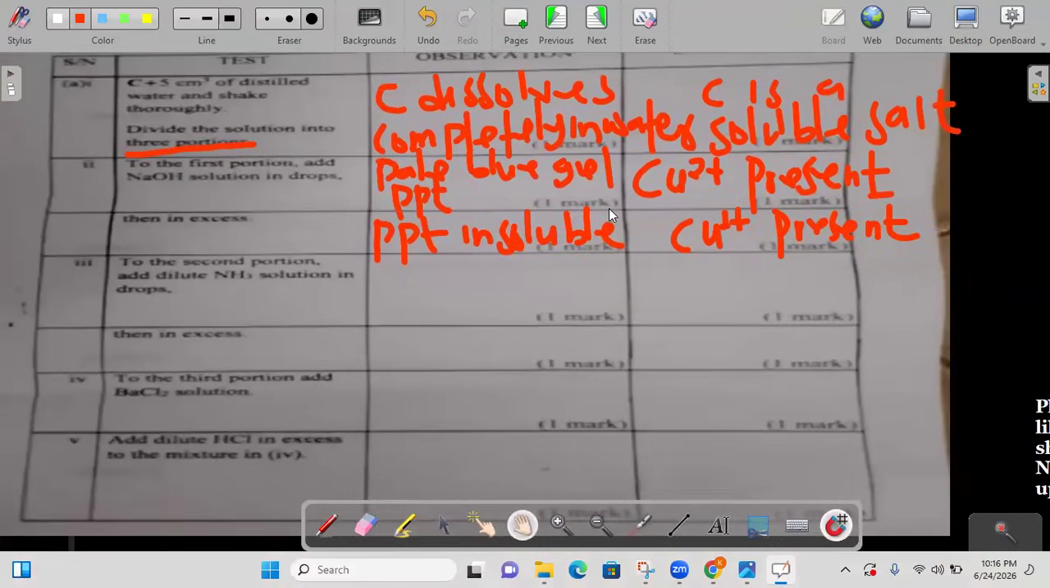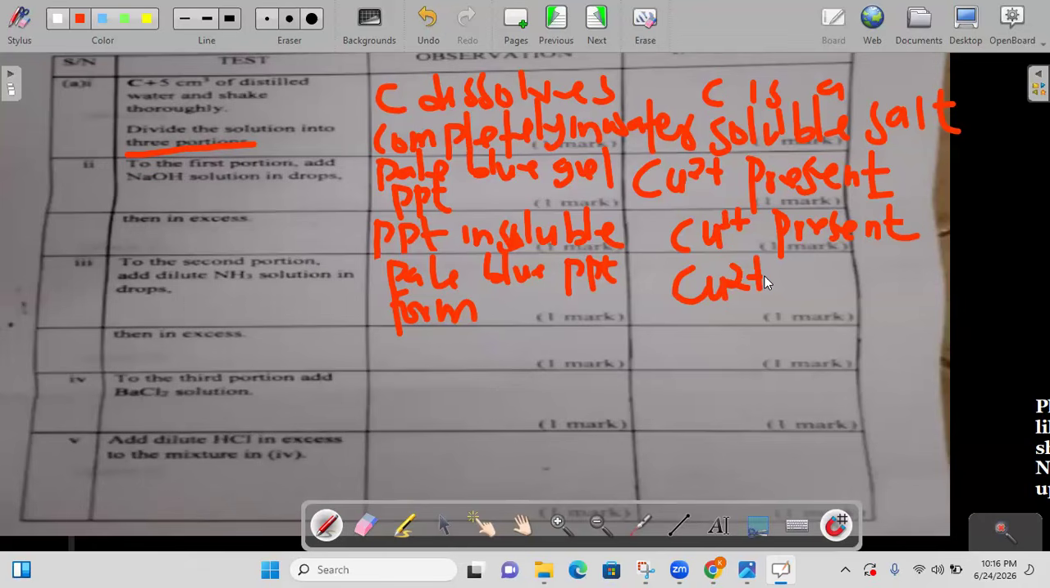So what next? The second portion now. I said 3 portions, we have used the first one. The second portion now says add dilute ammonia in drops. So we're going to have a pale blue PPT. Let me clean and rewrite it. I'm going to have a pale blue PPT form. So what does that tell us? Copper continues to be there.